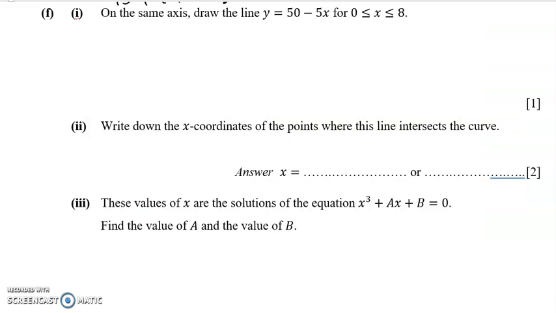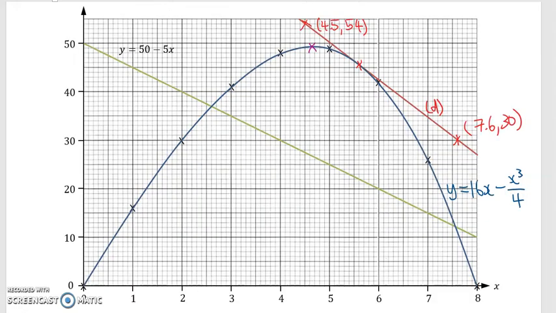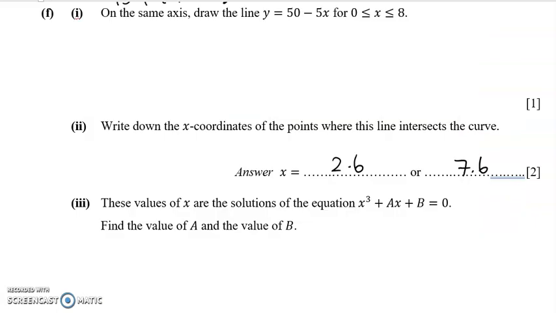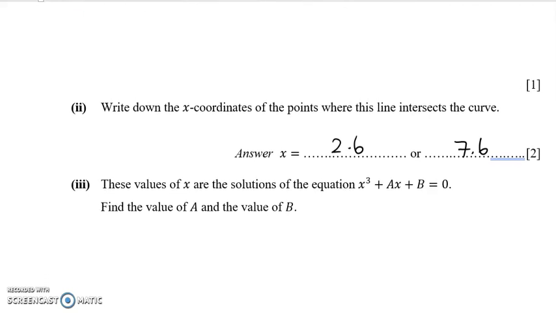The next part wants us to write down the x coordinates of the points where the line intersects the curve. So we have to use the graph to get the points of intersection, the x coordinates. We actually do have 2 points of intersection. So you read off the x coordinates and we will get these two values. A range of values are also accepted. Let's go on to part 3.